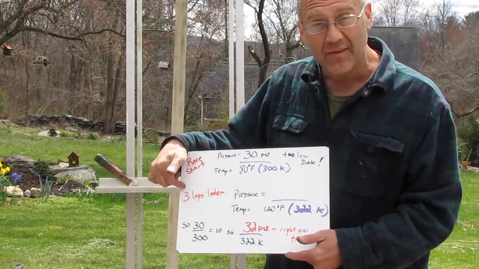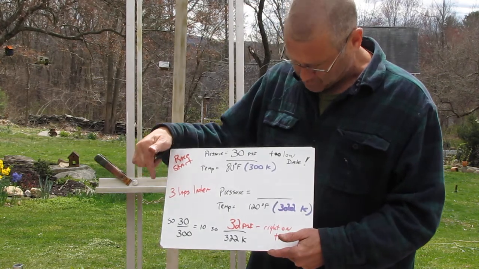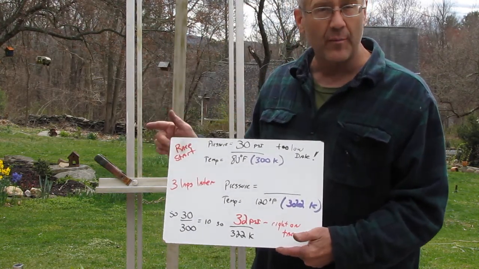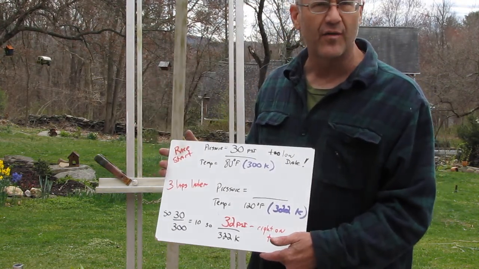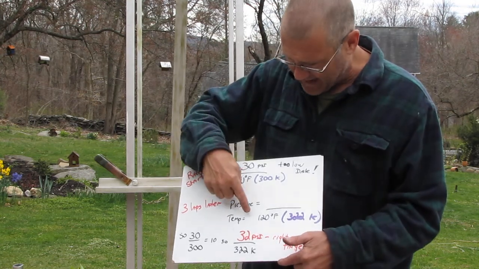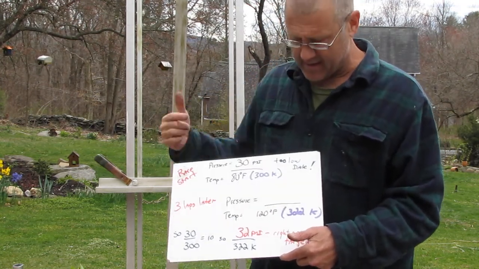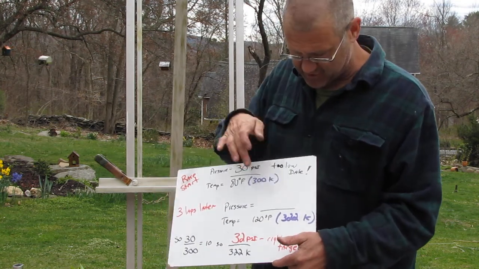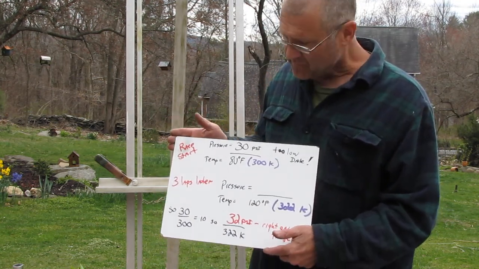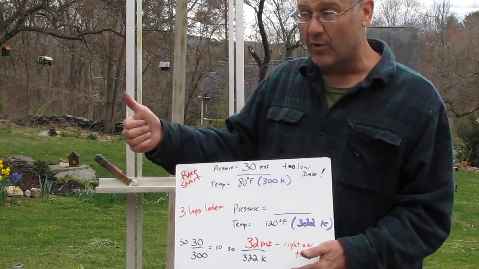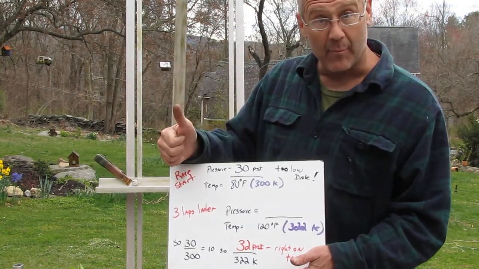So 3 laps later, what happens, right? This car's going 200 miles an hour, skidding around the turns, there's a lot of heat. So now the temperature has gone up from 80 Fahrenheit to 120 Fahrenheit, which is 322 degrees Kelvin. So if one goes up, the other goes up.